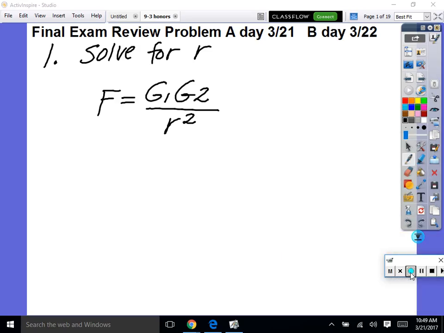Okay, here we go. So solve for R. That means get R alone. This is called a literal equation. So you're just using algebra. It's testing your algebra skills. This is the first problem on the review problems for today.